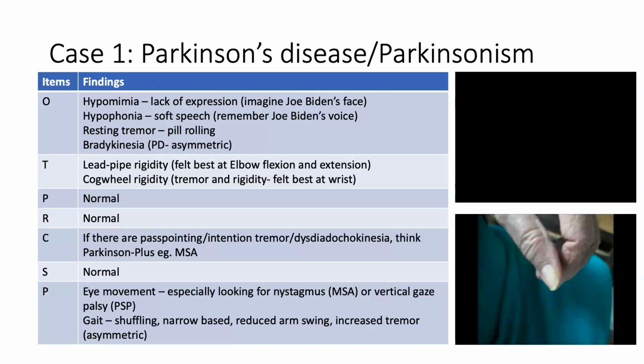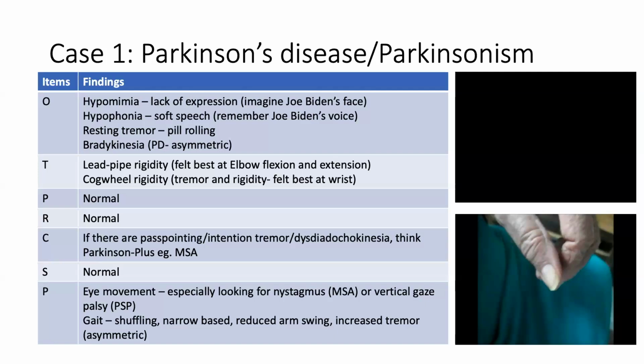After you've done that, you do your tone examination. You look for lead pipe rigidity, cogwheel rigidity. A lot of the components in Parkinson's disease are based on observation, and the rest of the examination is to confirm what you saw on your observation. The power tends to be normal, sometimes can be reduced. Reflexes are usually normal. In your coordination, you want to look for any evidence of cerebellar signs, because certain Parkinson-plus syndromes are associated with cerebellar signs, for example multi-system atrophy. Sensory tends to be normal, and this is where the PROCEED comes in.